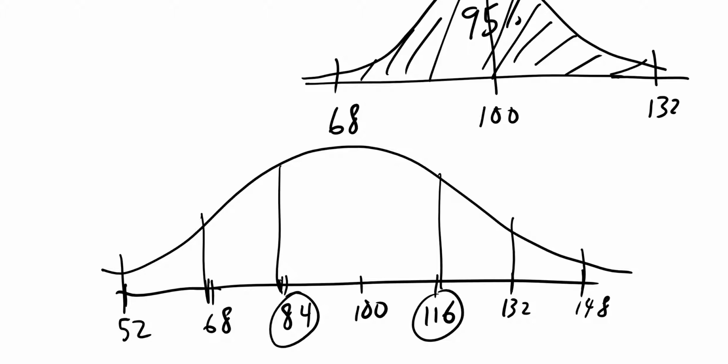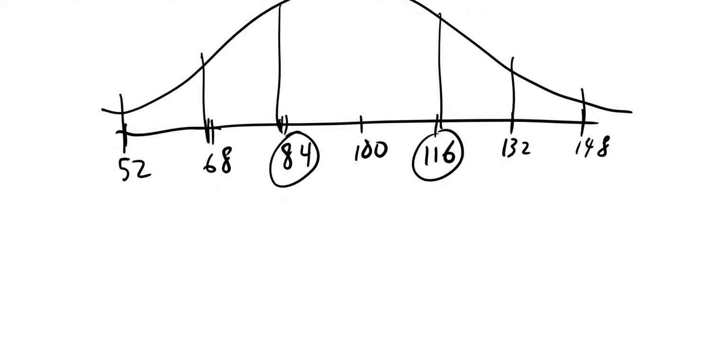99.7% of the people will have an IQ between 52 and 148. That's what the empirical rule is for. Another thing we need to learn in this section is basically how to find the observations for a specific percentage. Like they give you the percentage and we need to find the specific information. So basically we need to find the X value.